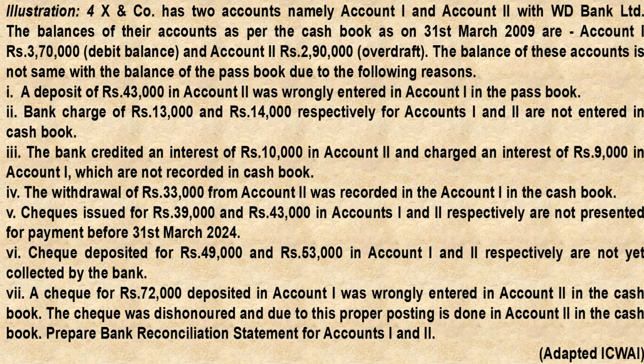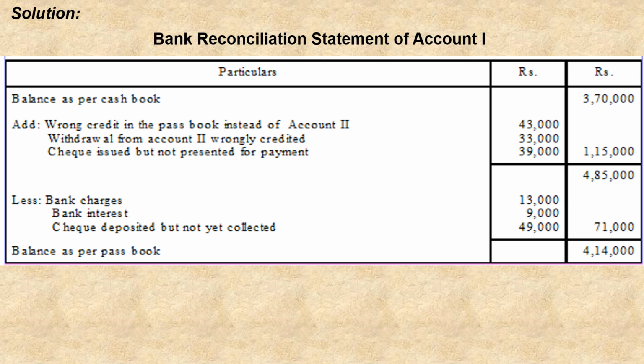Illustration 4. X & Co. has two accounts, namely Account 1 and Account 2 with W.D. Bank Limited. The balances of their accounts as per the cash book as on the 31st of March 2009 are, Account 1 rupees 3,70,000 debit balance, and Account 2 rupees 2,90,000 overdraft. The balance of these accounts is not same with the balance of the pass book due to the following reasons. 7 informations are given. Solution.